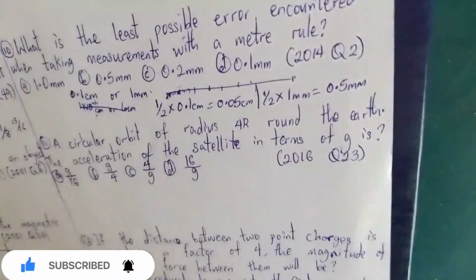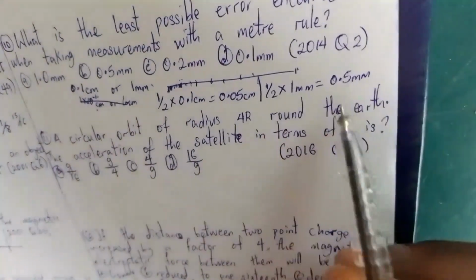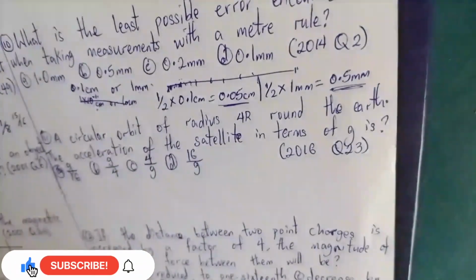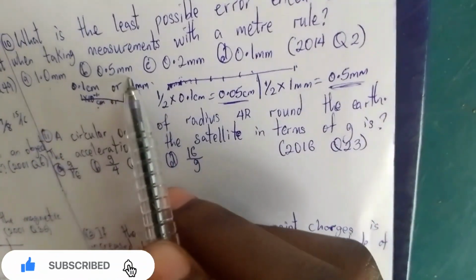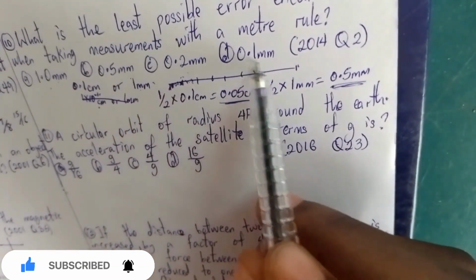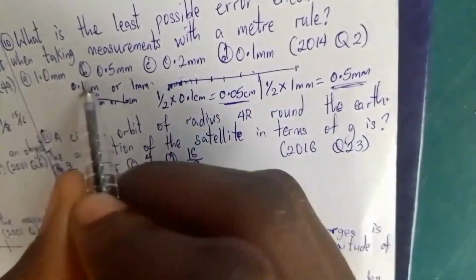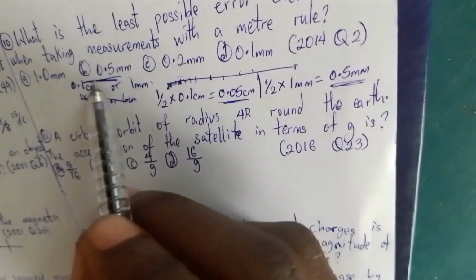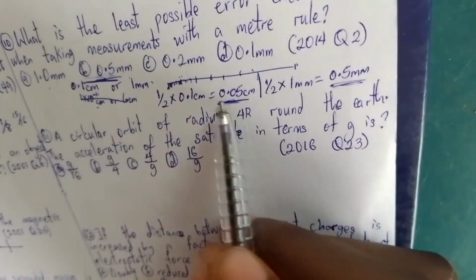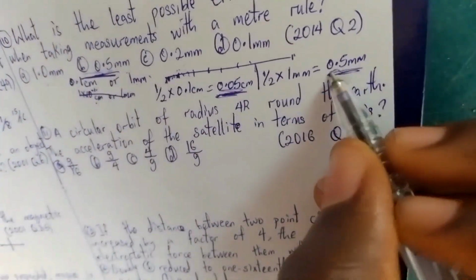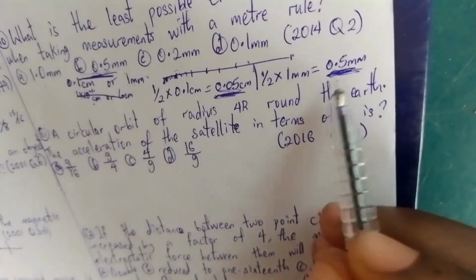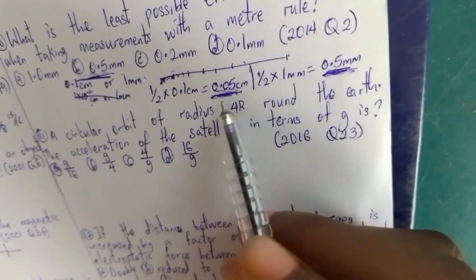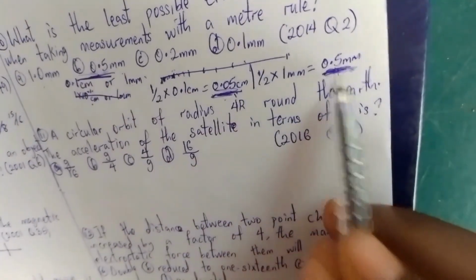Now the least possible error will depend on which one they give you in the option. Both are actually correct. Now let's check the options. We are given 1.0, 0.5 millimeter, 0.2 millimeter, 0.1 millimeter, and the correct one is 0.5 millimeter. Assuming you are given 0.05 in the option, this one will not be there. Either one of them will be there. Just note the units, because that is very important: 0.05 is centimeter, 0.5 is millimeter.